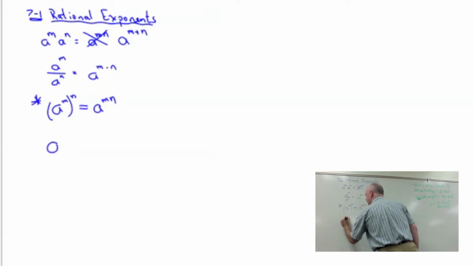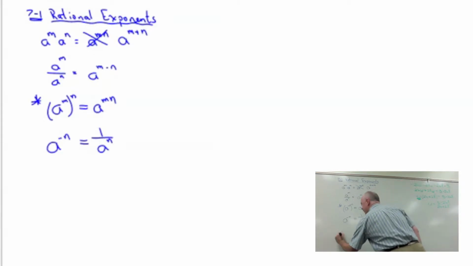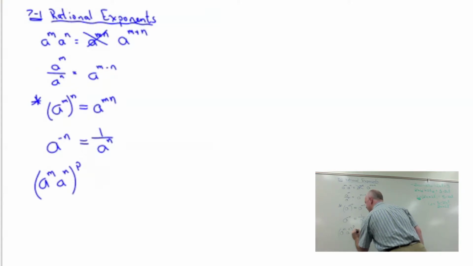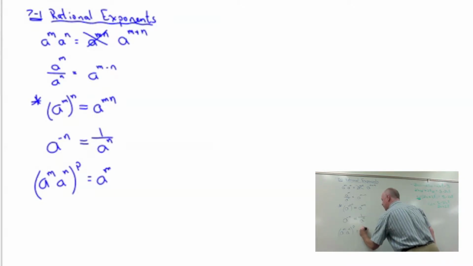A to the negative n is equal to 1 over a to the positive n. What else comes in handy? I think that's about it. Well, other than something like a to the m, a to the n, raised to the p, which is a to the mp, and b to the np.